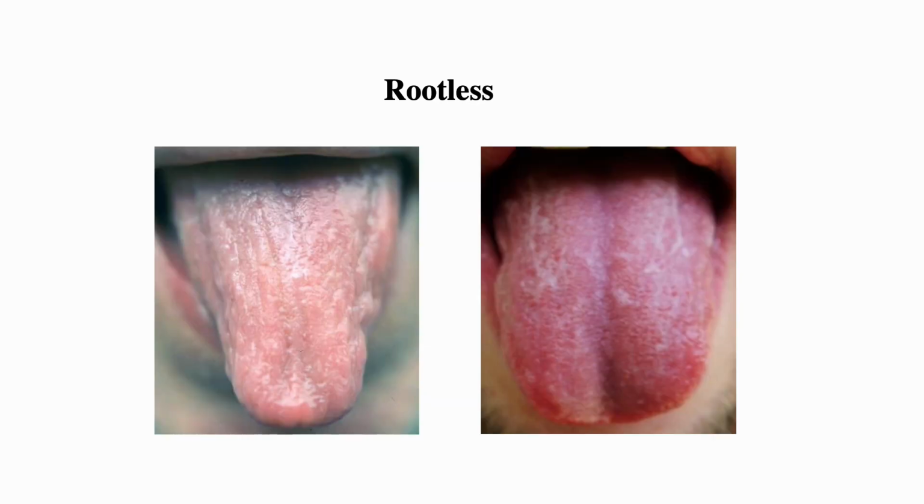A tongue without coating indicates that the stomach qi is severely weakened and therefore a deficiency condition. Therefore, it is better to have a thick pathological coating with root than not to have a coating.